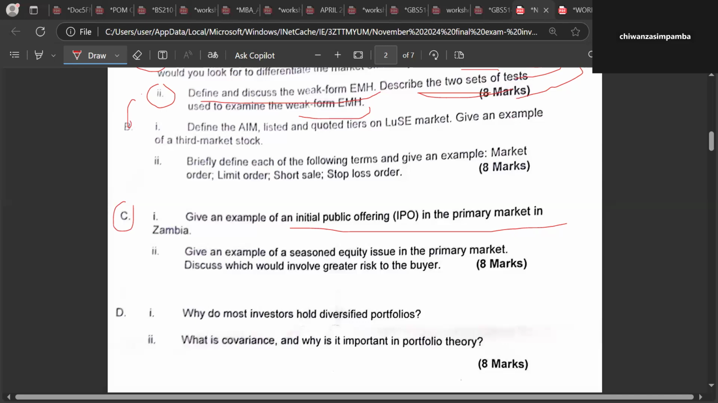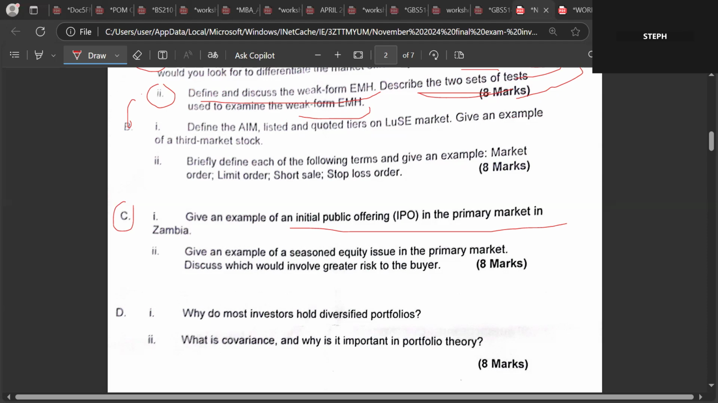What about bonds? Bonds, no, not really, because bonds are debt securities. An initial public offer is a setup where a company issues out its stocks for the first time on the public market. It issues out its ownership, opens its doors for the first time. So I'll give an example of Zambia, right? Zambia Sugar. It first went public in the year 2007.